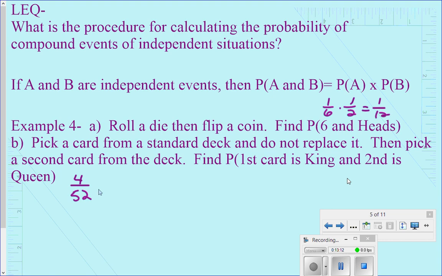Okay, I am still going to multiply, but again, now my second probability is affected by the first. So there is one less card because I didn't put it back. And then I have to think about, well, what did we get the first time? We got a king, okay? That does not affect the number of queens, so there are still 4. So it's 4 out of 51. And then I'm going to, of course, simplify on the diagonal if I can, which I can here. And then I'm going to multiply, giving me 4 over, looks like 663.